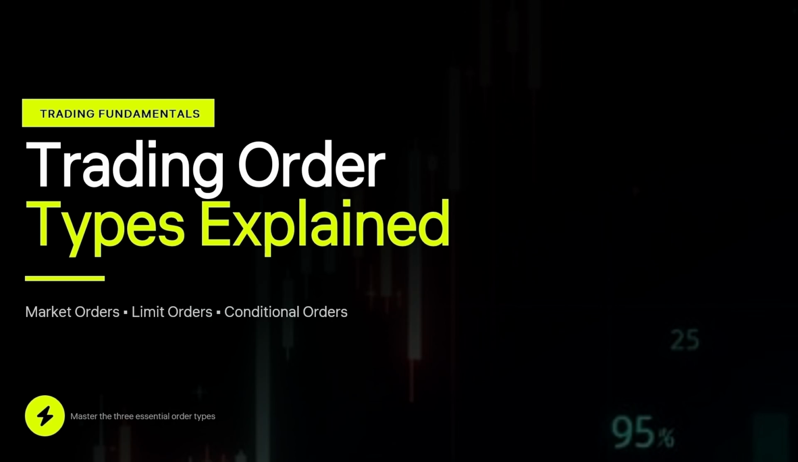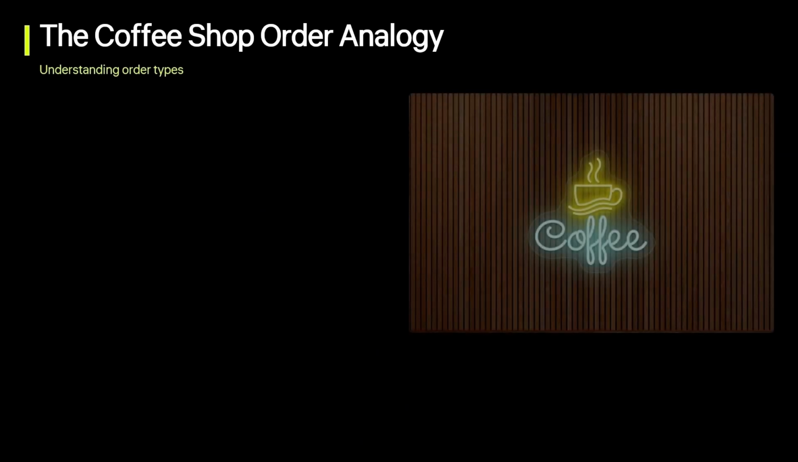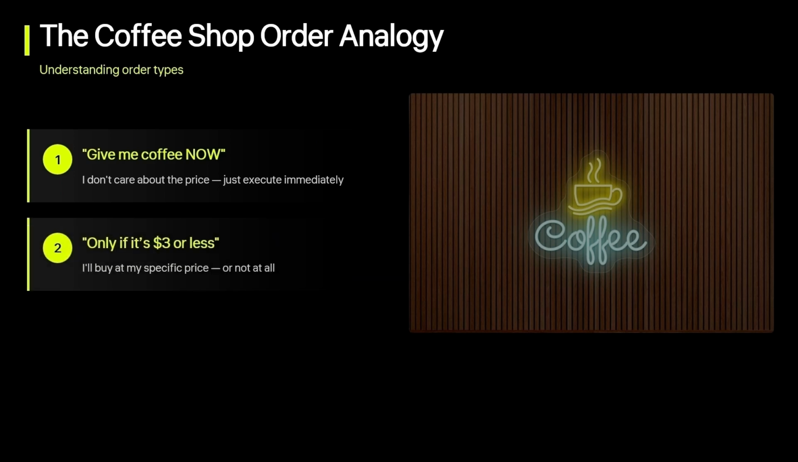Now, very basic, what are these orders? To keep it simple and visualize it, let's say you walk into a coffee shop to buy a coffee. And you have three choices. You can either say, give me a coffee right now. I don't care about the price, I just want it. Or you can say, I'll only buy a coffee if it's $3 or less. If it's more expensive than this $3, I don't want the coffee at all.